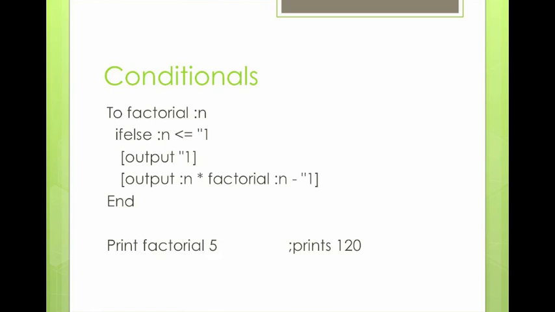So factorial is going to take in a number called n. If n is less than or equal to 1, it will output 1. If n is not less than or equal to 1, we'll output n times the factorial of n minus 1. This is a common recursive procedure that you see in many languages, written in Logo.